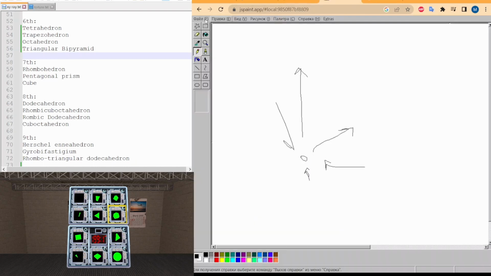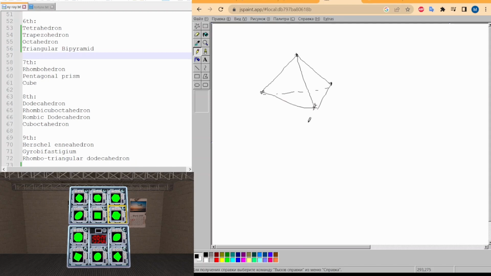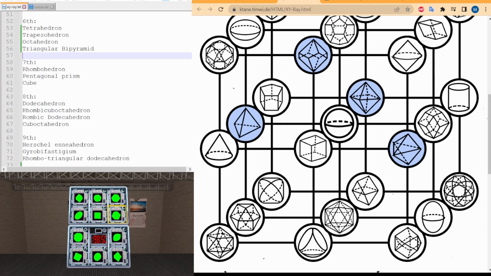I will draw it instead. So it's basically 2 tetrahedrons, I believe. Like that. Alright. And the last one is Trapezohedron, which is this one.